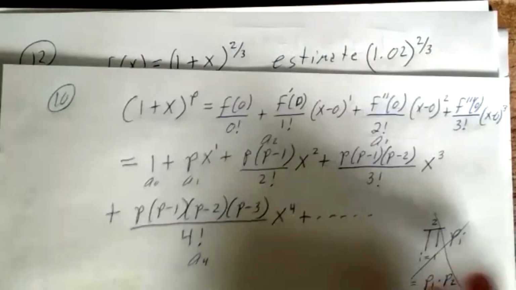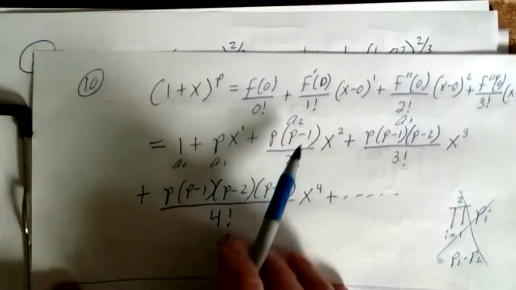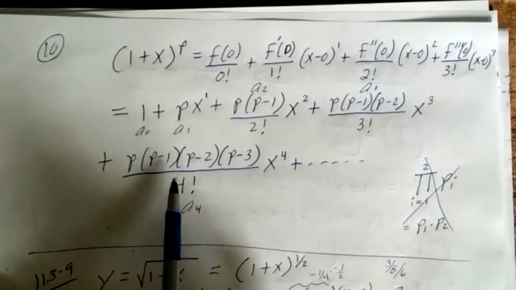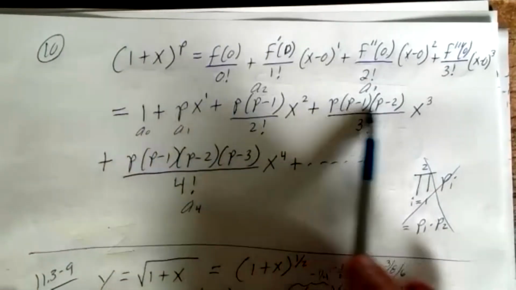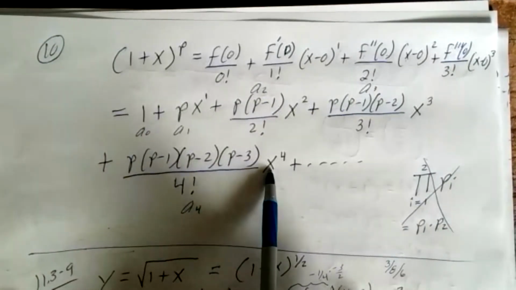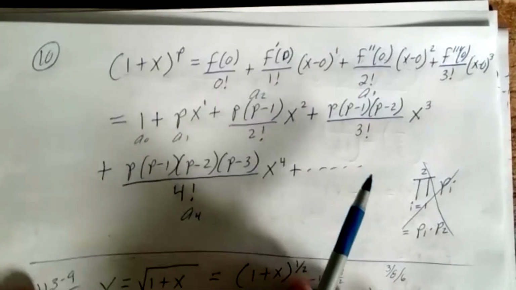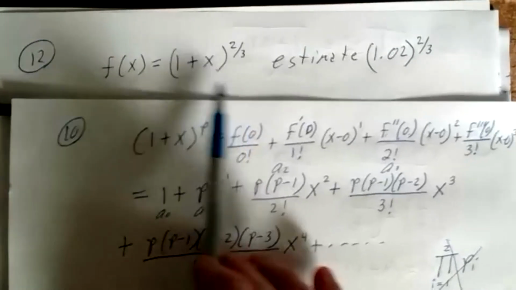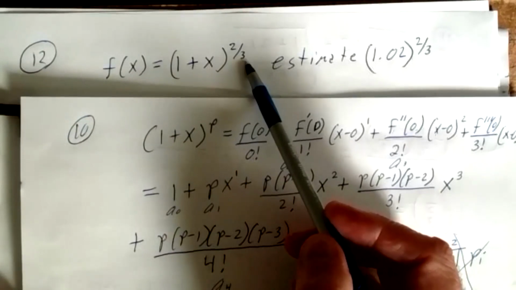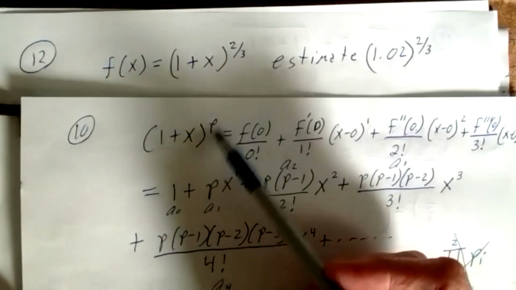In general, this is the power series expansion that we've developed for (1 + x)^p. It's going to be this in general, okay? Now, we can use this power series expansion and tailor it to our problem. Because look, our p is really going to be what? 2/3. Do you agree? P is going to be 2/3 here.